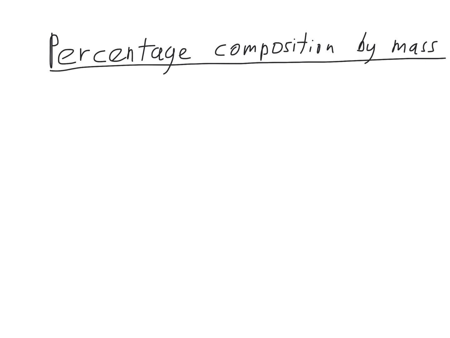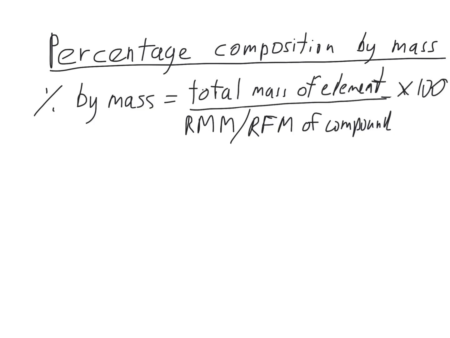In chemistry, a common measurement we use is something called percentage composition by mass, where we express the percentage of one element or one grouping of elements as a percentage of the total. The way we do this is by plugging in the total mass of the element over the molecular mass or the formula mass of the compound or mixture or whatever it is times 100.